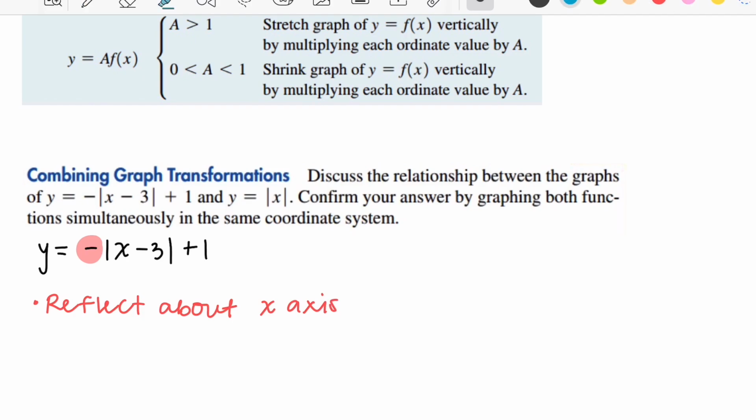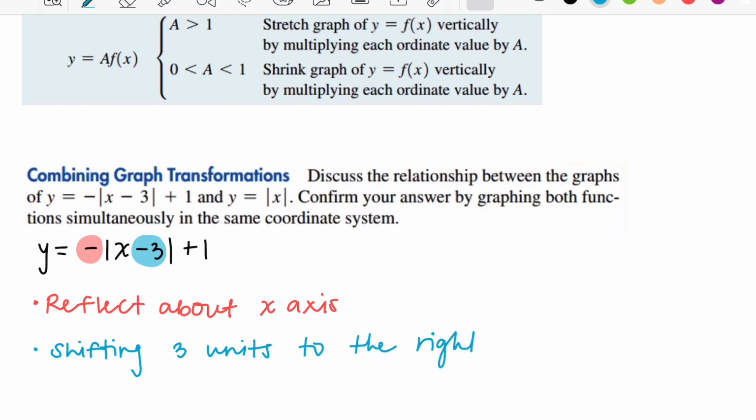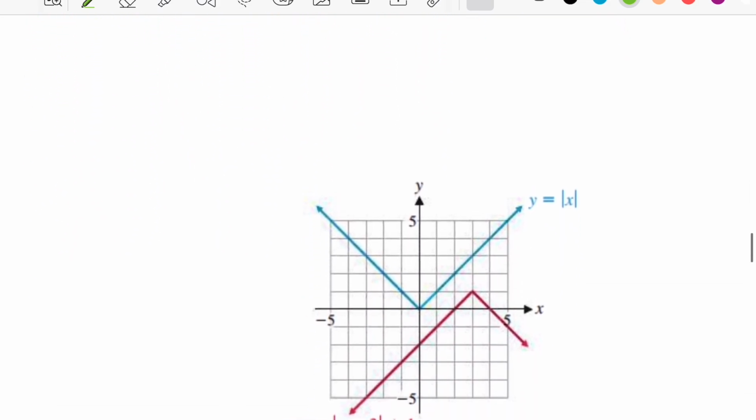The next thing we have here is this -3. So this tells us that we are going to be shifting our graph three units to the right. And then this +1 here tells us that we're going to be shifting 1 unit up. And so after doing these transformations, we get the following graph here.